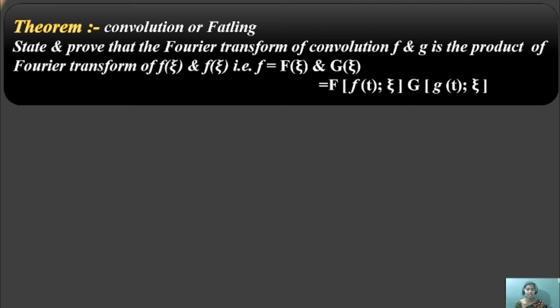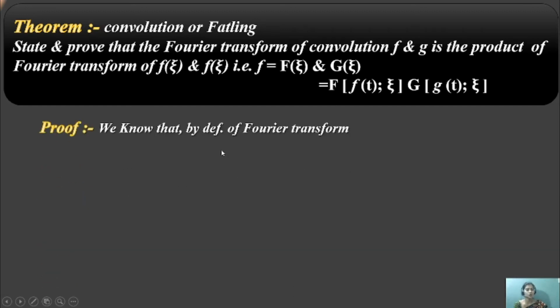Convolution or faltung theorem: state and prove that the Fourier transform of the convolution of f and g is the product of the Fourier transforms of the functions, that is, F of f * g at xi equals the Fourier transform of f at xi times the Fourier transform of g at xi, where capital F denotes the Fourier transform. Okay, this will be the statement, then we get the proof.